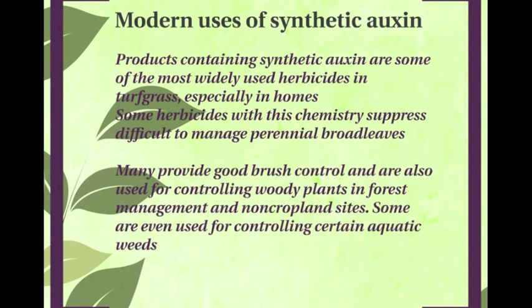Now we'll briefly talk about the modern uses of synthetic auxin. Scientists have developed various forms of synthetic auxin that are used in modern agriculture. Some of these products are used as herbicides that are effective at suppressing difficult to manage broadleaves, and others are good at providing brush control and also controlling woody plants in forests and non-crop areas.